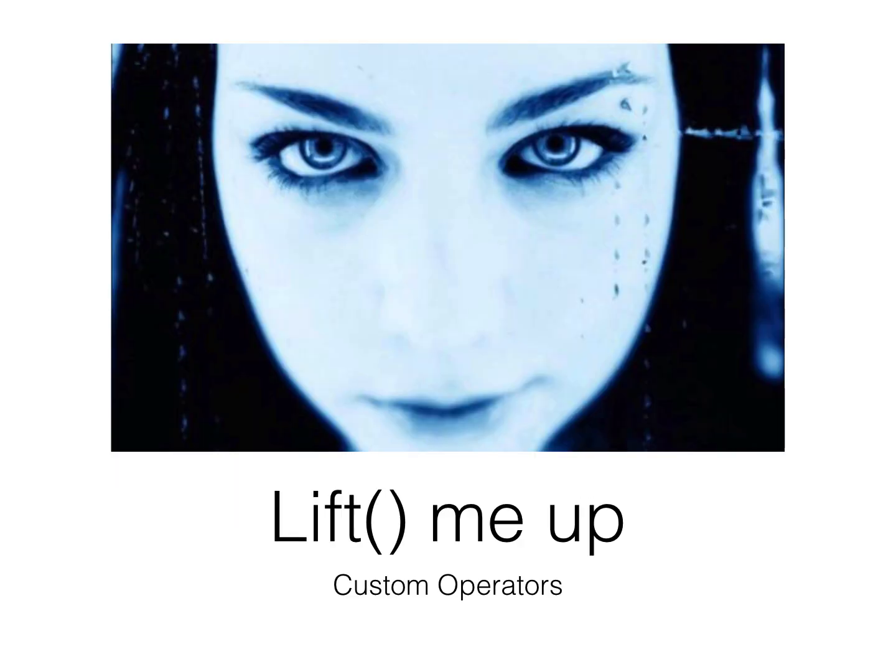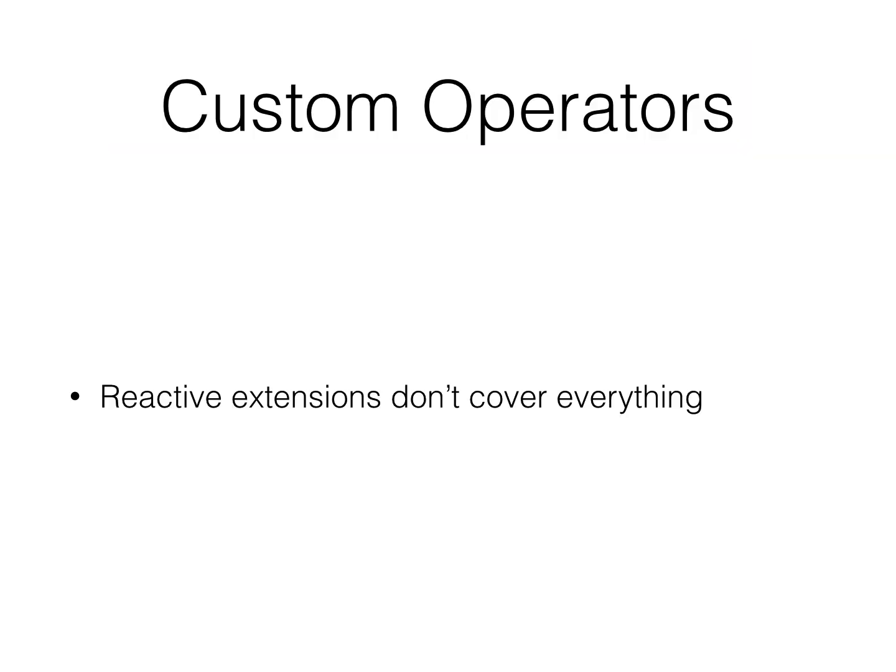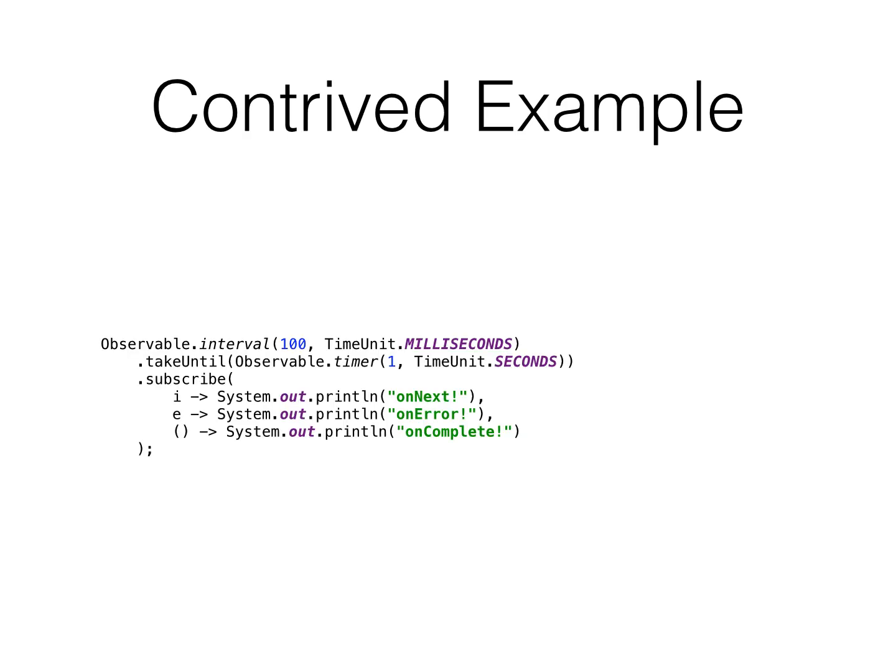All right, so the second topic is lift and using custom operators. One of the cool things about reactive extensions is that there are so many built-in operators that allow you to transform the data in pretty well-known ways. But reactive extensions don't cover everything. There's always going to be some sort of flow that you can create that doesn't match what you are going for. So here's a contrived example.